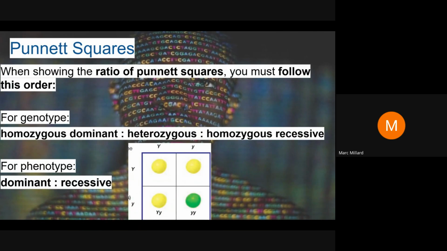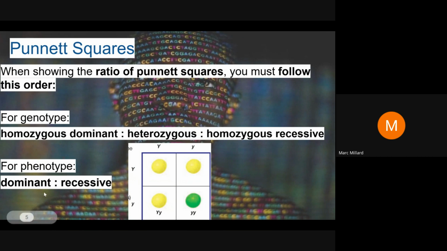When showing the ratio of Punnett squares, you must follow this order. For genotype, homozygous dominant, heterozygous, and then homozygous recessive. That's where we would put the numbers. So if it's like a 1-to-1-to-1 ratio, or a 2-to-1-to-1, or a 1-to-2-to-1, that's how we put them. We put them in order of homozygous dominant first, heterozygous second, homozygous recessive third.